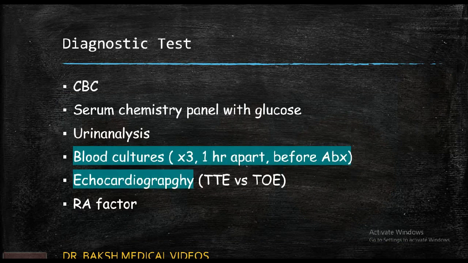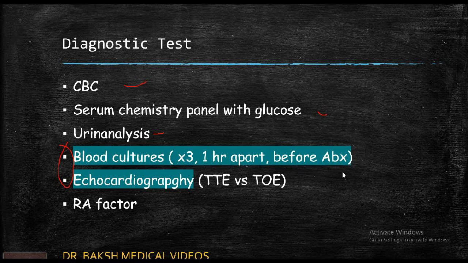Now let's come to the diagnostic testing. Now the diagnostic tests involve ordering a CBC, a serum chemistry panel with glucose, a urine analysis, but these two are the most important for diagnosis. It's very high yield, the blood cultures. We order 3 blood cultures, which should be 1 hour apart and before the start of antibiotics.